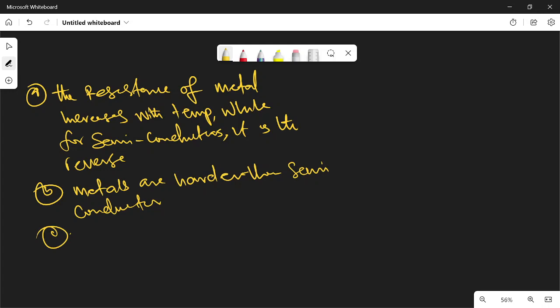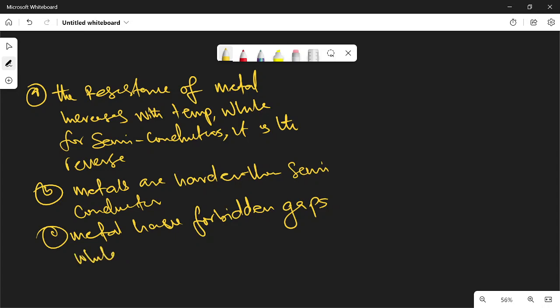Okay. C, metals have a forgiving gap, while semiconductors have not. And D, while the resistance of metals decreases with temperature, the reverse is the case for semiconductors. So which will be the right answer?